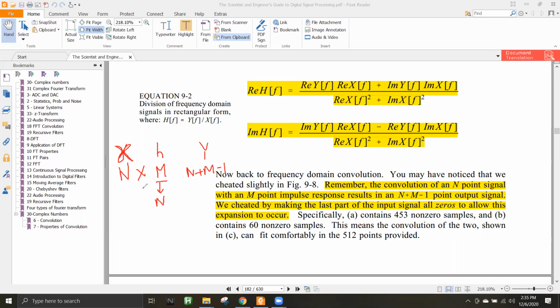So if you multiply an N-point signal with an N-point signal, we would get an N-point signal. We are not getting N plus M minus 1. So this would create some problems. This particular problem is being discussed now.